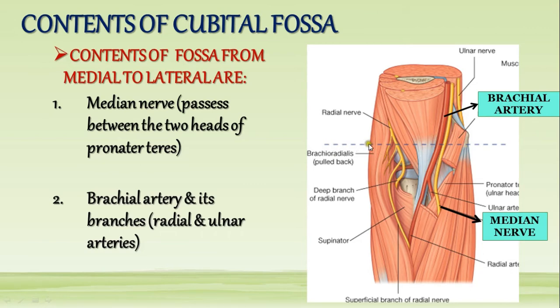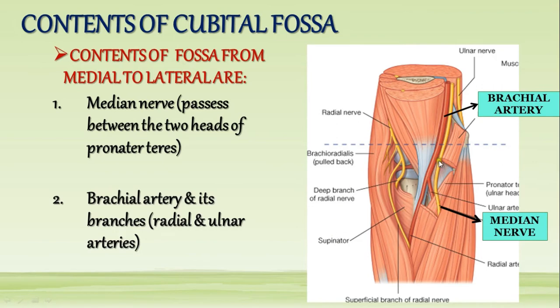Superiorly, you can see it is formed by an imaginary line present between the two epicondyles of the humerus. Medially, it is bounded by pronator teres muscle. Laterally, it is bounded by brachioradialis muscle. In the floor of the fossa, you can find two muscles, brachialis and supinator muscle.